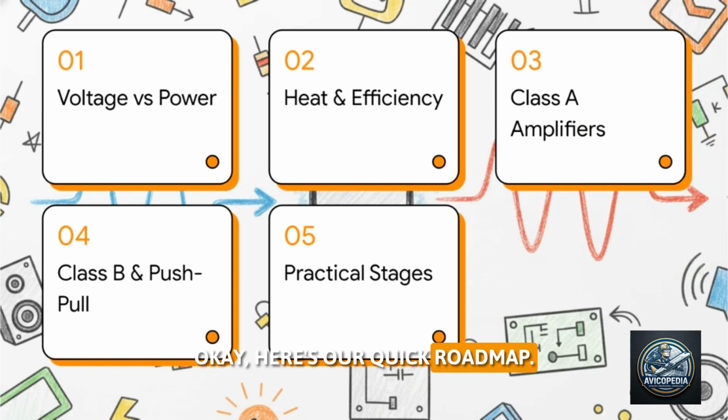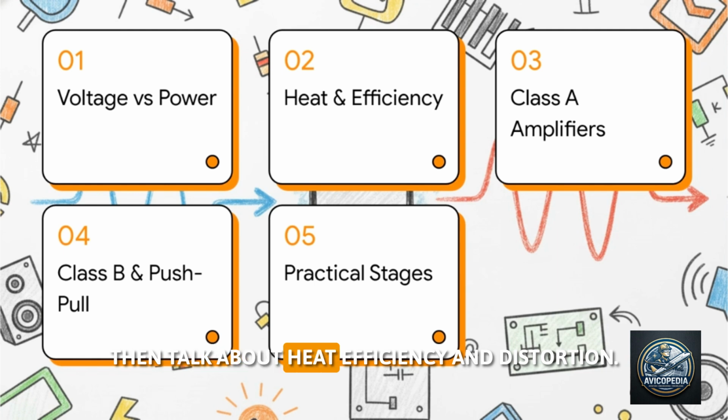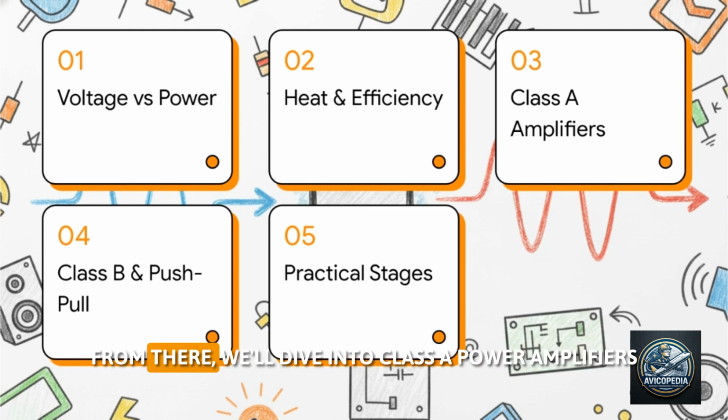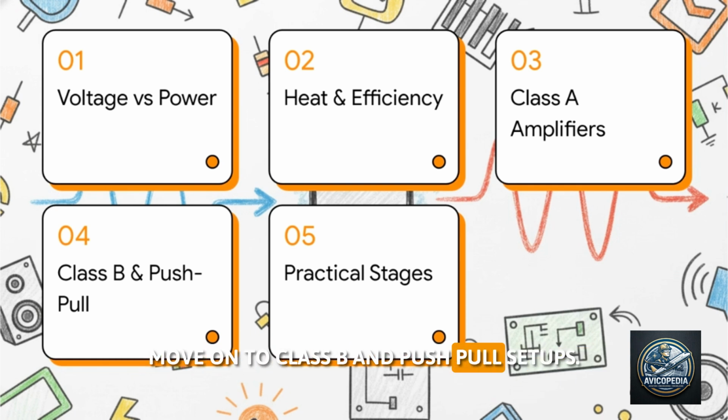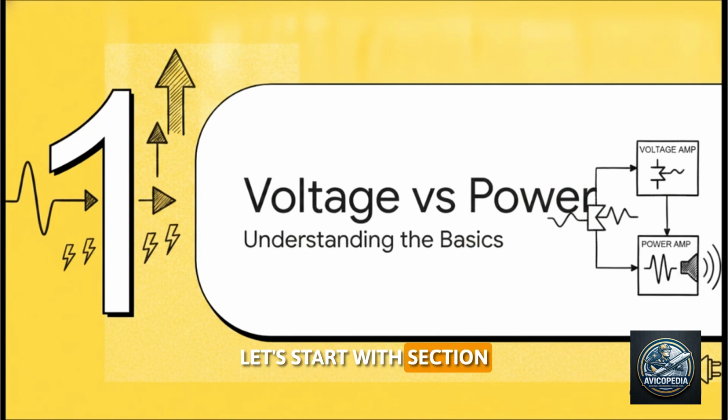Okay, here's our quick roadmap. We'll start with voltage versus power amplifiers, then talk about heat, efficiency, and distortion. From there, we'll dive into Class A power amplifiers, move on to Class B and push-pull setups, and finally look at the actual stages of practical amplifiers. Let's start with Section 1, voltage versus power amplifiers, and understand the basics.